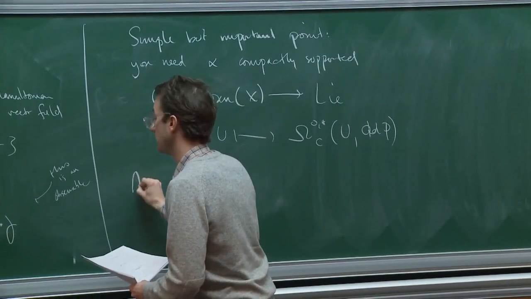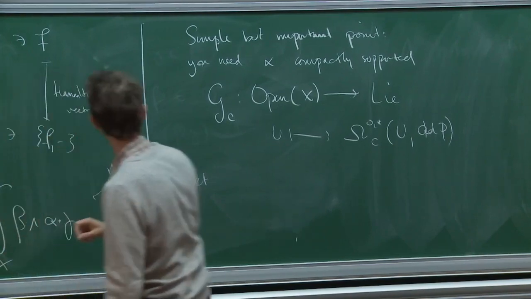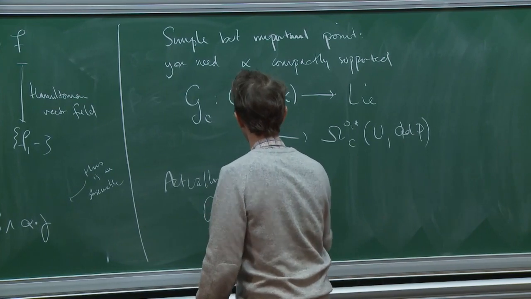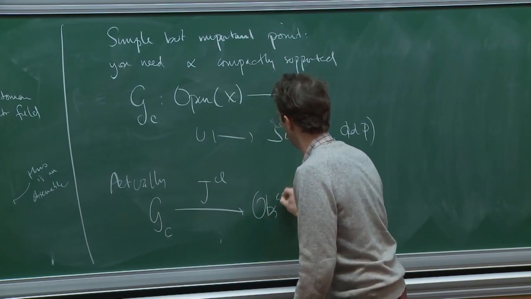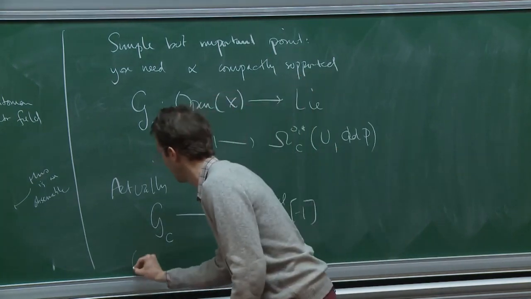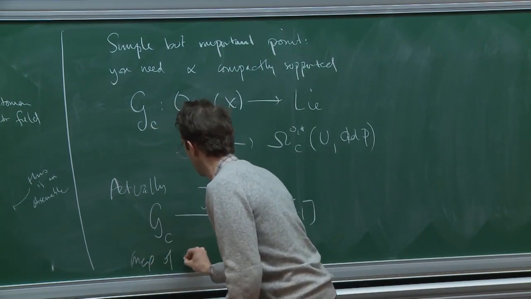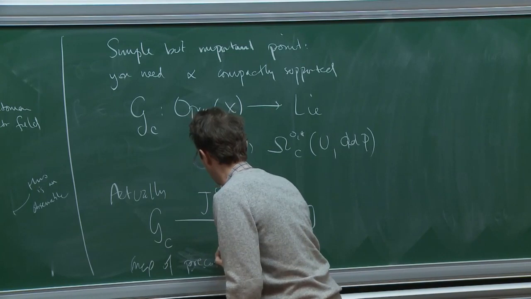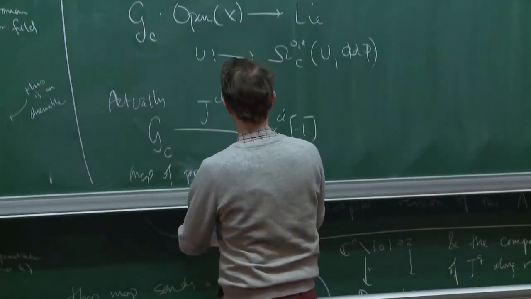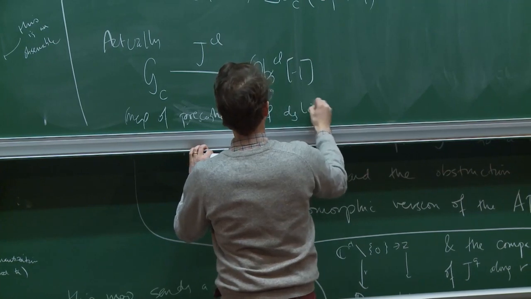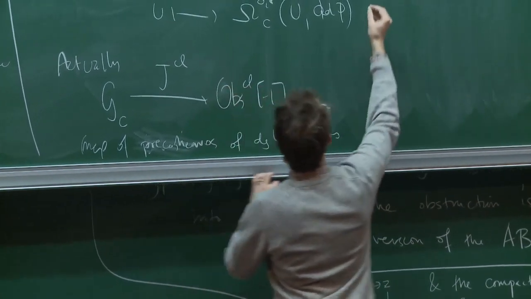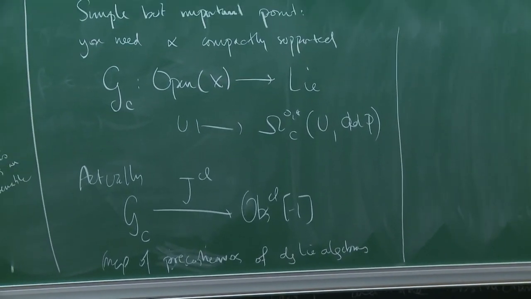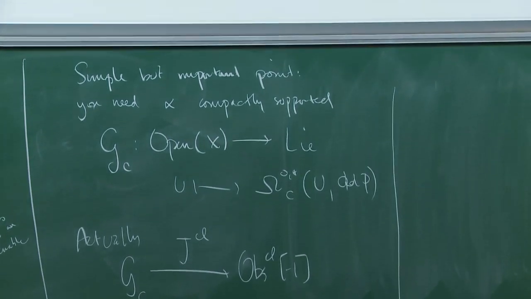So actually, instead of having G go to functions here, we have a map of pre-co-sheaves of Lie algebras, which I'll call J classical. And this is a map of DG Lie algebras, of pre-co-sheaves of DG Lie algebras. Okay. So we're doing this sort of stuff we did before, just taking into account the variance in terms of space-time support.